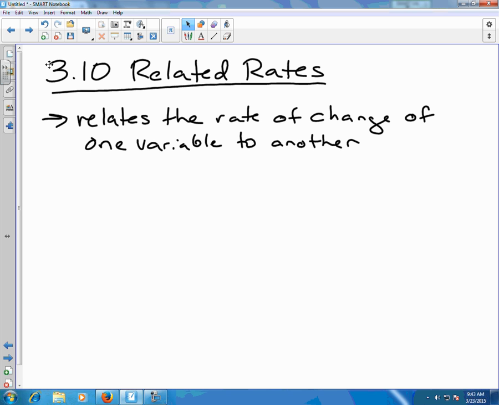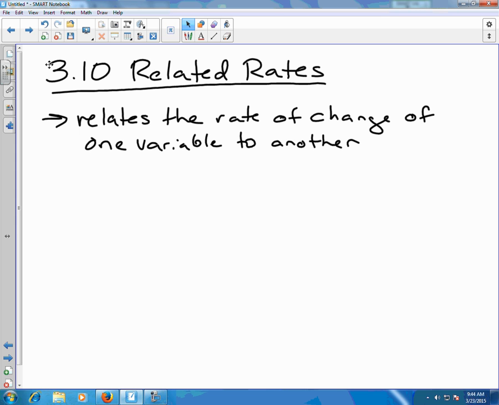So the last thing in this chapter that's going to be on this test is probably one of the more useful things in calculus, right? One of the things that we can actually use to explain real life things as opposed to just finding derivatives of functions. It basically relates the rate of change of one variable to another, right? So we've got some formula that describes how these things are related to each other, and then we're going to use how one variable changes to determine how the other variable is going to change.